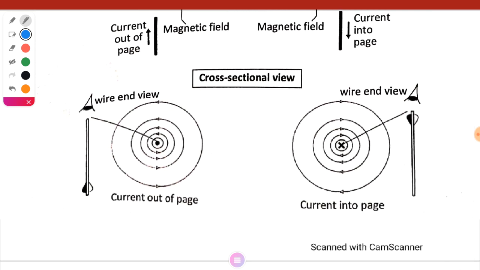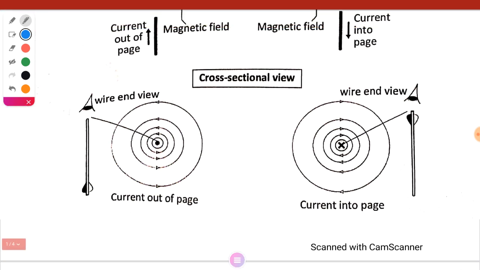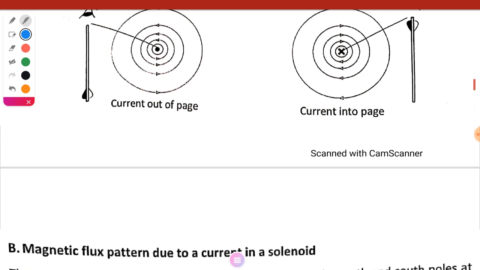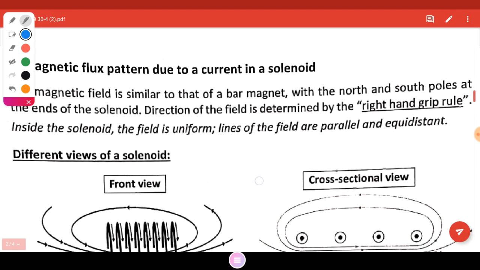This field can be drawn in the form of concentric circles. The center point is the position of the straight wire. And with this direction of the current, the magnetic flux is in the anti-clockwise direction. At right, current into the page. At left, current out of the page.